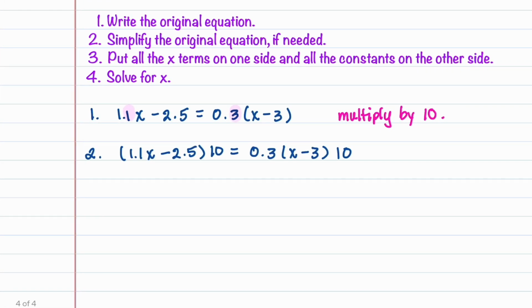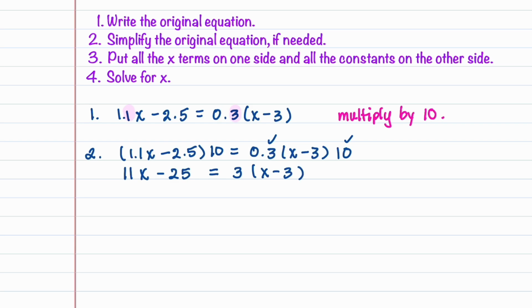Now we're going to distribute. We're going to take 1.1 times 10, and that's going to give us 11 times x, and then 2.5 times 10 is 25, so that's minus 25. And on the right, let's go ahead and multiply the 0.3 times 10. I think that'll be the easiest way to do it. So we have 3 times x minus 3.